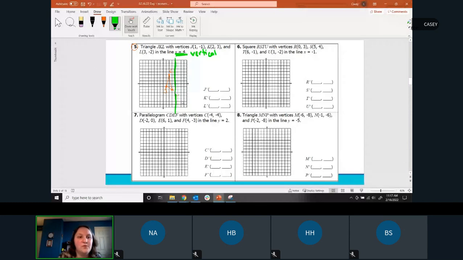Okay, so now I say, oh, well, L is 1 block away from that green line. So that means its reflection, L prime, is 1 block to the other side. J is 1, 2, 3 blocks away, so its reflection will be 3 blocks to the other side. And K is 2 blocks away, so its reflection, K prime, is 2 blocks to the right.